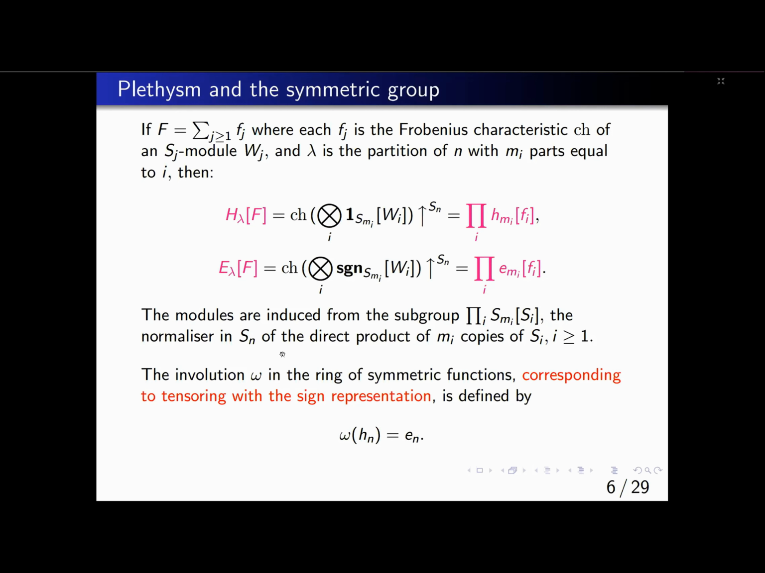The one place where one does have to refer explicitly to the symmetric group is when talking about the involution omega, because it means more in the context of the symmetric group than it does in GL_n. So omega is the involution that corresponds to tensoring with the sign representation, and it just sends the homogeneous symmetric function to the elementary symmetric function and extends over the whole algebra of symmetric functions.